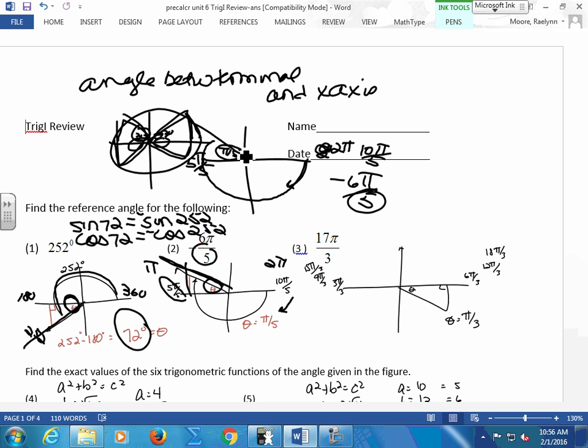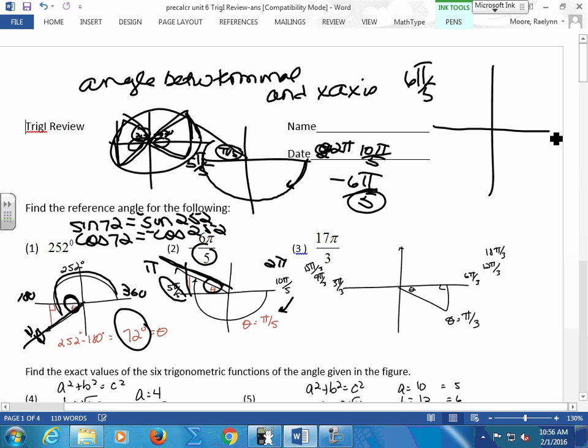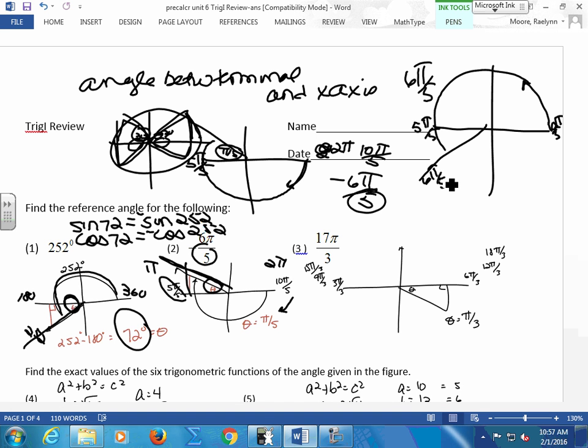Here, let's do 6 pi over 5. Let's take away the negative sign. What quadrant will that terminate in? 6 pi over 5. Third, because I'm going to open up like this. This will be 5 pi over 5. This will be 10 pi over 5. I come over here. I got to go one more pass to 6 pi over 5. What is 6 pi over 5 minus 5 pi over 5? 1 pi over 5. Isn't that my reference angle?